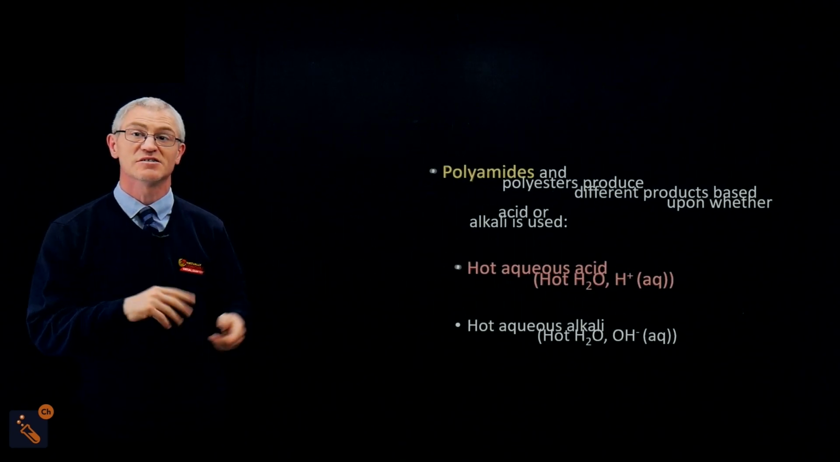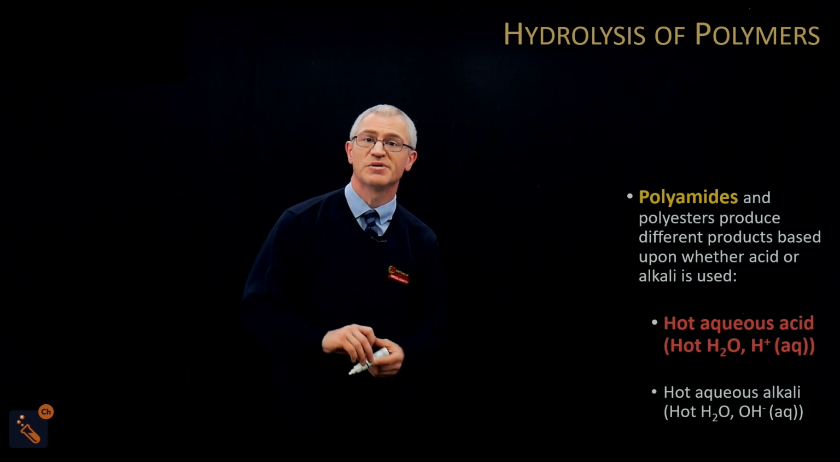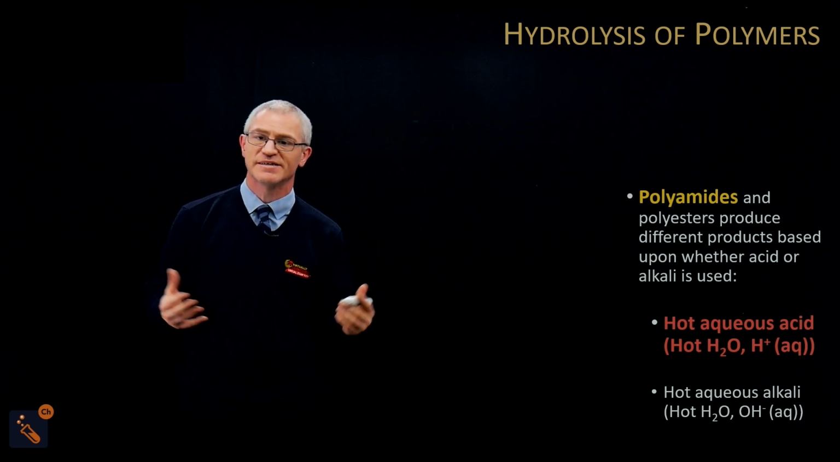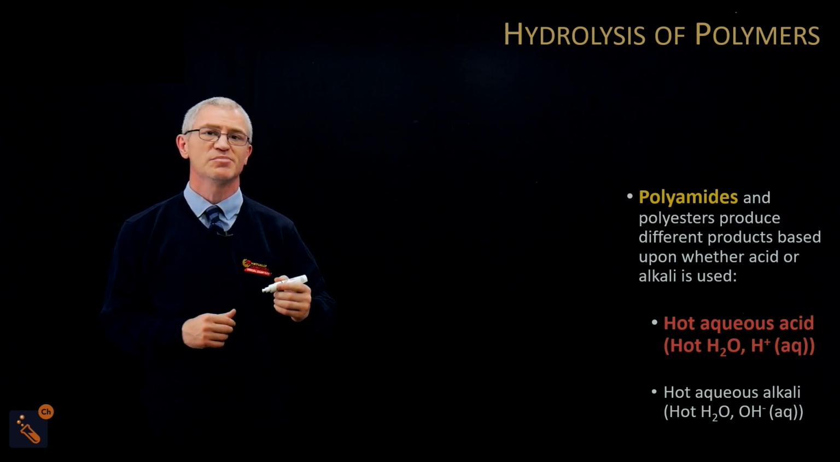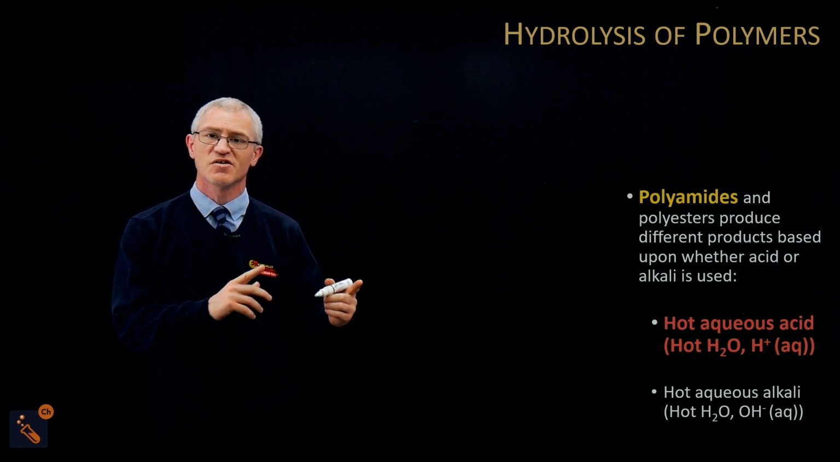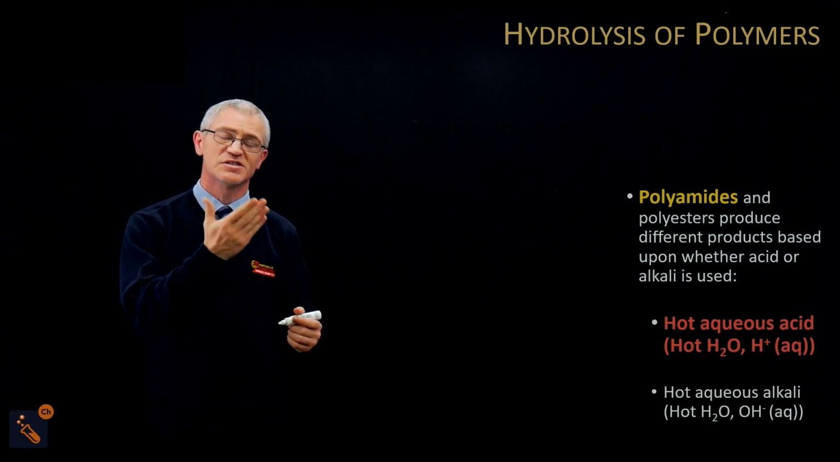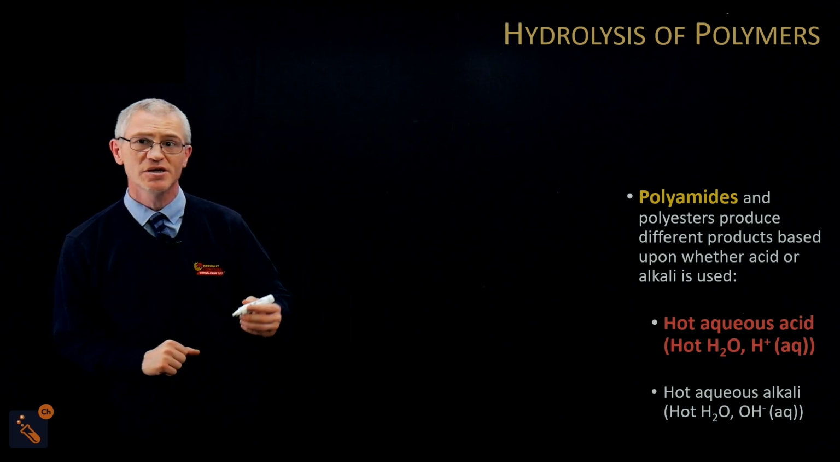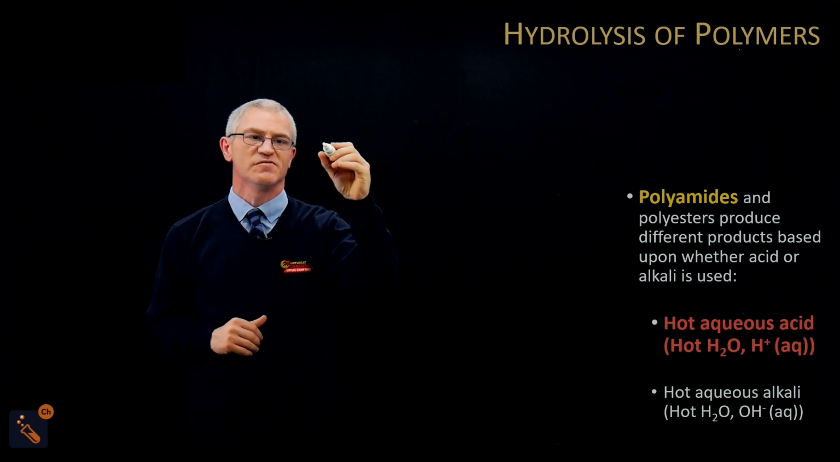Now let's put this to the side and start going through the examples. The first example is going to be with an amino acid, and that amino acid is going to be alanine. So we're just going to draw a simple amino acid and then show what happens when you hydrolyze it with hot aqueous acid. This amino acid obviously has been made into a polymer, so let's draw the repeating unit to start off with.